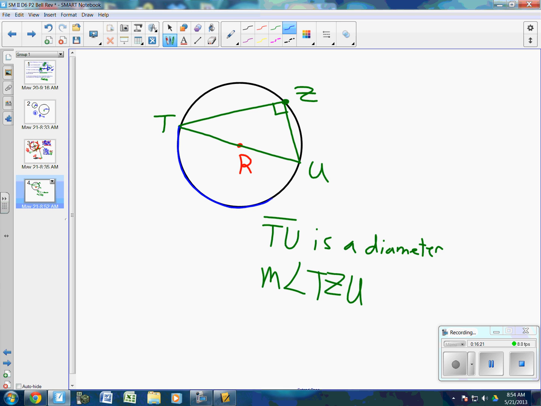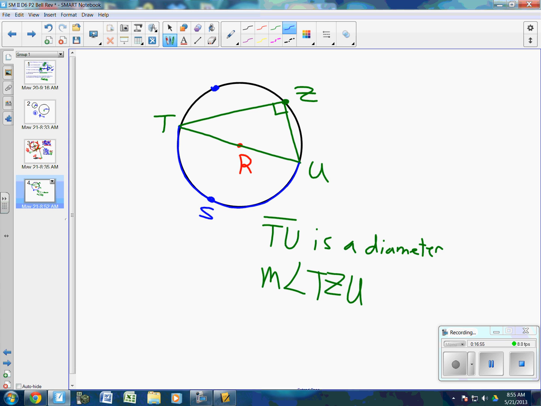That's exactly right. You guys see, TU is a diameter, which makes arc TSU, let's call this S, a semicircle. It's a 180-degree measure, right? TZU is the inscribed angle that intercepts this semicircle. So if it intercepts a semicircle, it has to be half of the semicircle, which is 90 degrees. Okay? Got it?